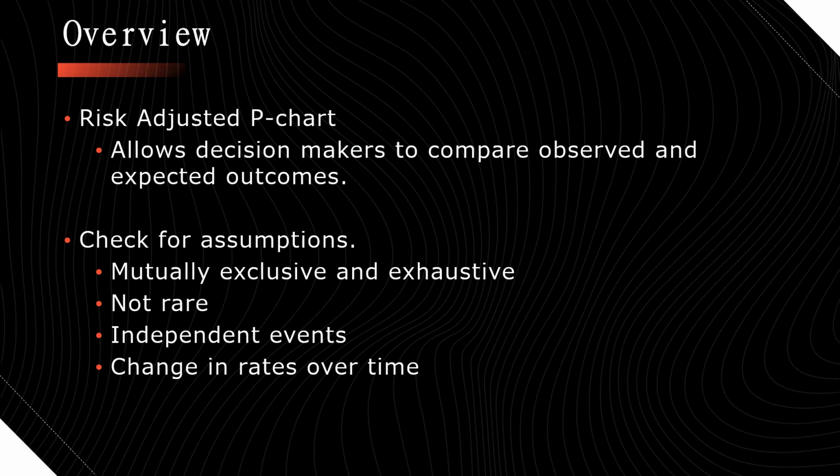As an overview of the topic of my presentation, we can note that risk-adjusted P-charts allow decision makers to compare observed and expected outcomes. So essentially, we are analyzing outcome data over time and identifying patterns. It is important to always check for assumptions when analyzing risk-adjusted P-charts. Some examples of assumptions are shown there on the screen.